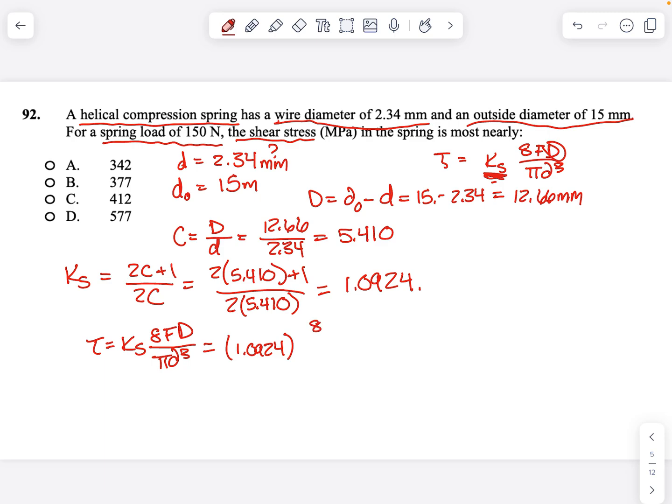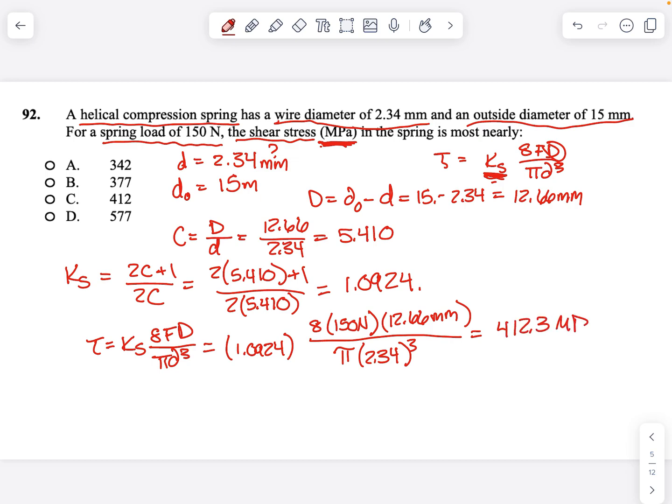So we're going to go 1.0924 times 8 times 150 newtons. And again, we're looking for megapascals. The units on this problem specifically will match out, but units are another big thing. When you're moving fast in this exam, it's really hard to skip over the smaller steps, and you're going to be sitting there trying to look at an answer, and you can't find it. And that's probably because your units are off, unless you have the wrong equation. But finishing out this problem, just plugging in the values, 2.34 cubed, that'll give us 412.3 MPa. So again, like I said a little earlier, it's not an exact answer, but as you can tell, 412 is obviously C. So C is our answer to that one.